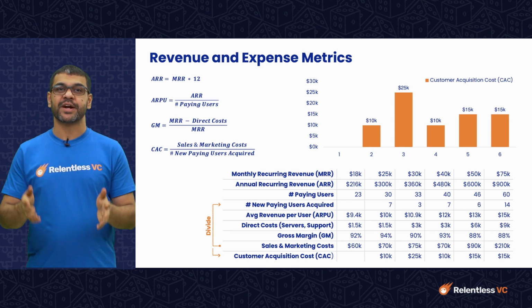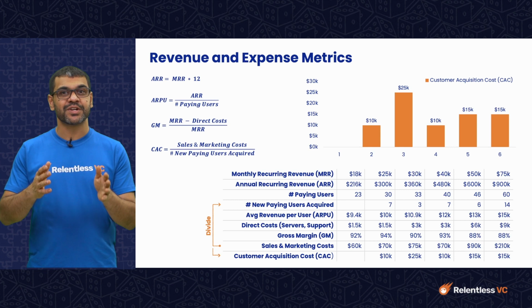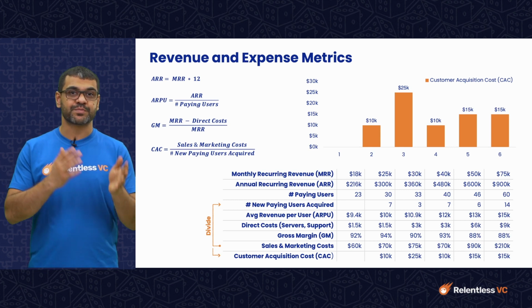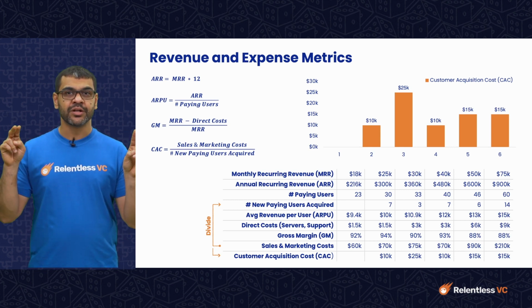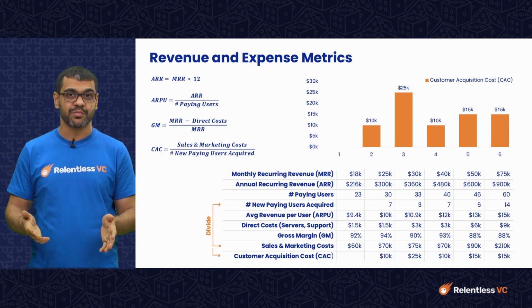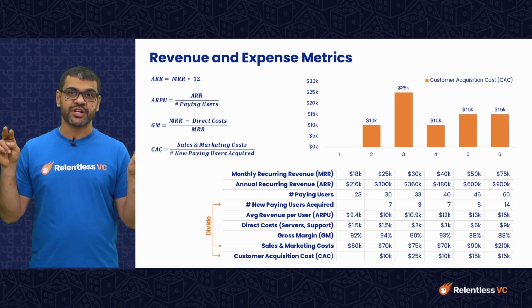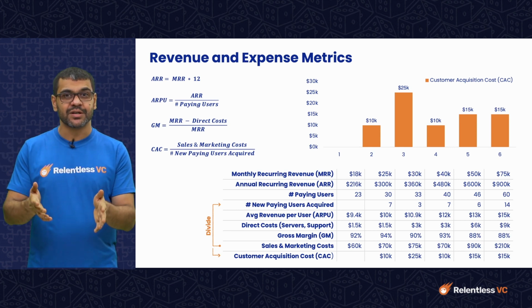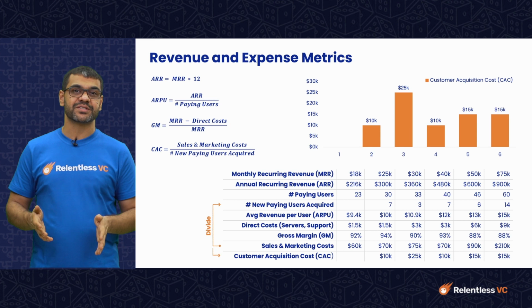Moving on to churn metrics. Churn is when a customer cancels their subscription to the SaaS product. There is voluntary churn, when a customer cancels their subscription because they don't want to use the SaaS anymore, or there is involuntary churn, where the subscription is cancelled because the customer goes out of business.